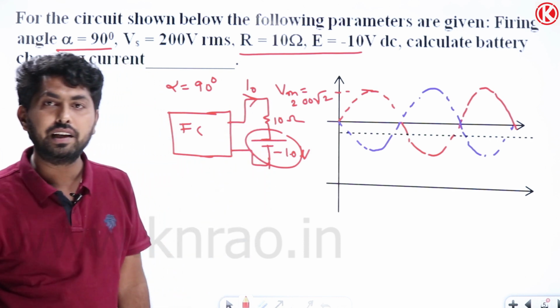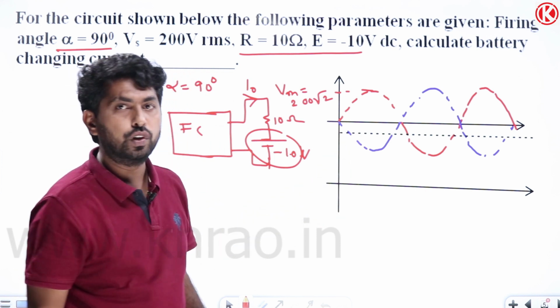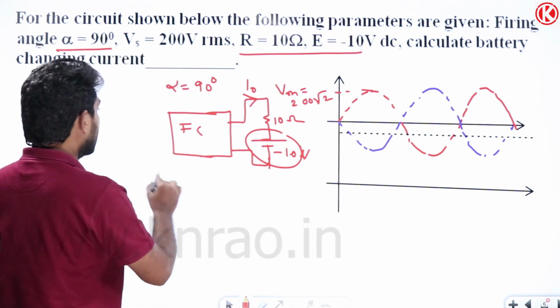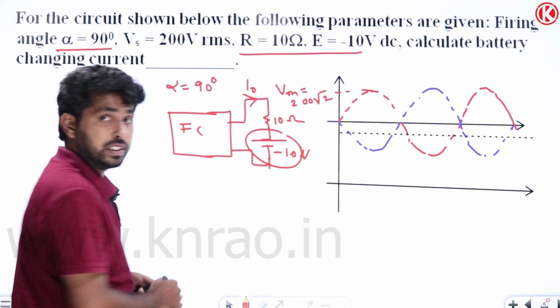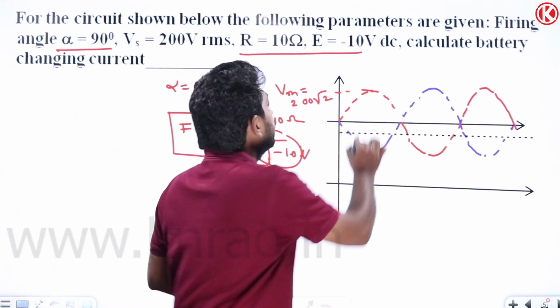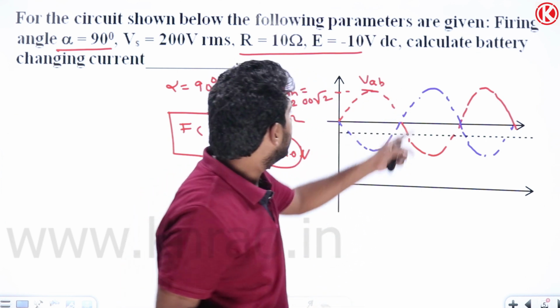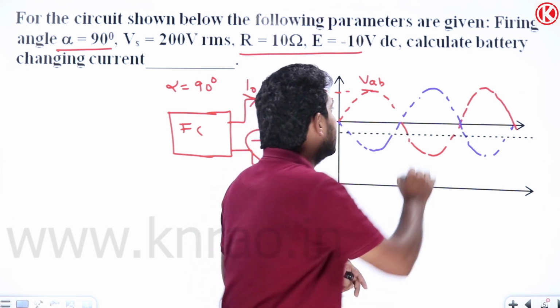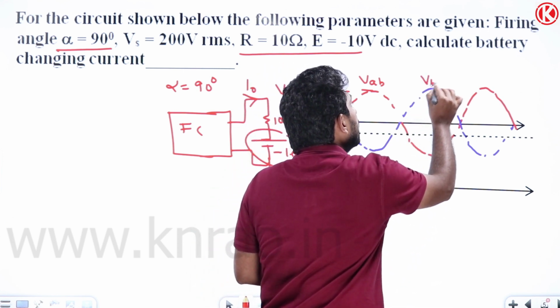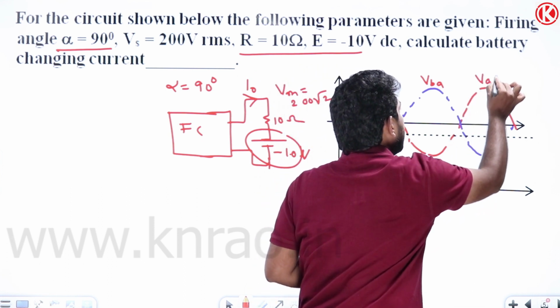How can I find I naught here? Observe: this fully controlled converter we can replace with 4 switches, that is T1, T2, T3 and T4. Here this is VAB, that is Vm sin omega t. VBA, that we have discussed earlier, is minus Vm sin omega t. Then again it will be VAB.